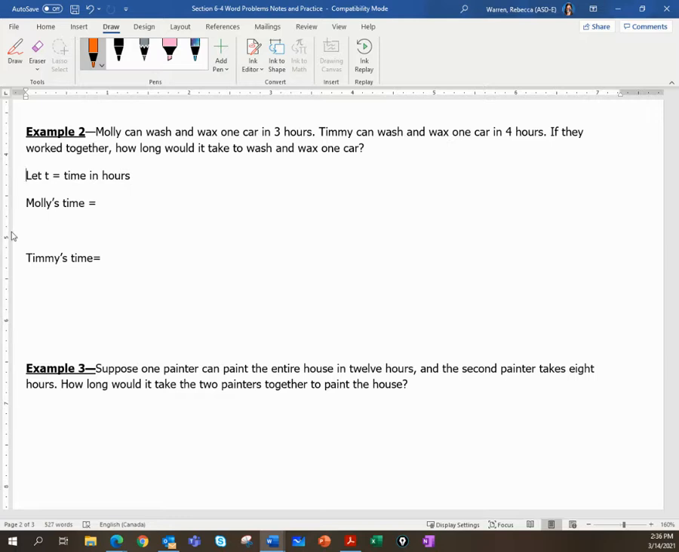Then we want to break down Molly's time. So Molly's time is her rate, right? Molly can wash and wax 1 car every 3 hours, so 1/3. Timmy can wash and wax 1 car every 4 hours, so 1/4. And then the question again is asking if they work together, how long would it take them to wash and wax 1 car? So 1/3 plus 1/4 is an expression representing them working together, and that is going to equal 1/t. That's going to tell us t, being the time it would take if they both did it.